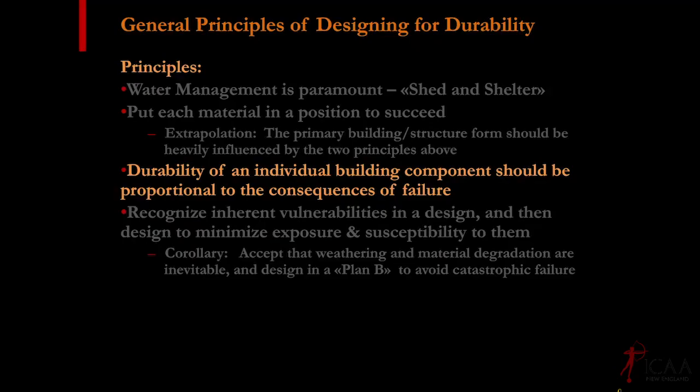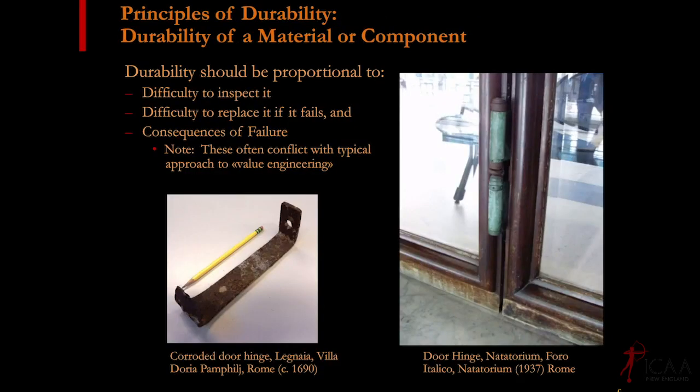Next principle is that the durability of an individual building component should be proportional to the consequences of failure. And so here are a couple examples. This is an iron hinge from just a really rustic little building in the back of the Villa Farnesina that was just a wood shop. And it's corroded and it's in pretty tough shape now, and they were replacing it when I was there. But I think that was fine because it was in a place where they could get to it easily. There were really no consequences of failure. That corrodes out, the drawer drops a 1/4 inch, no one gets hurt, and you replace the hinge.